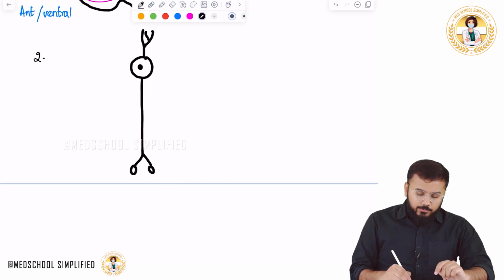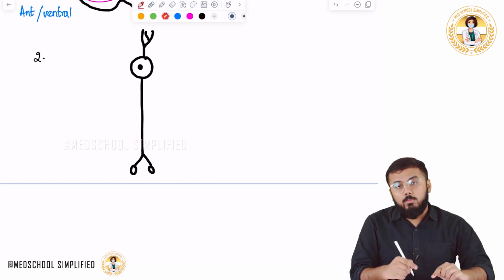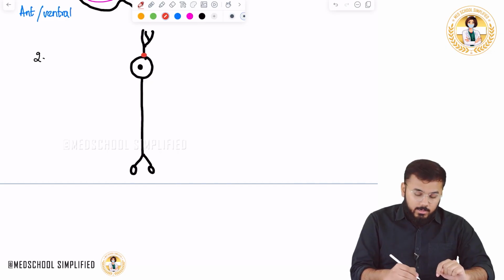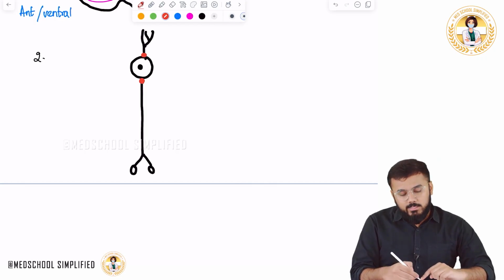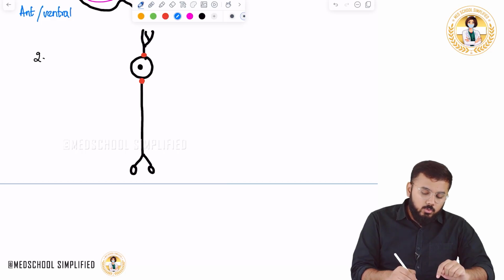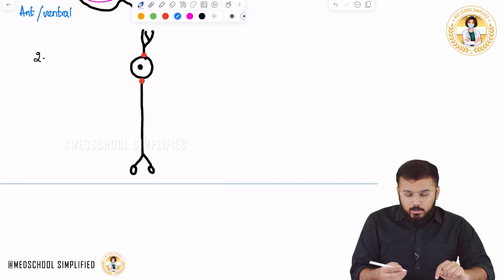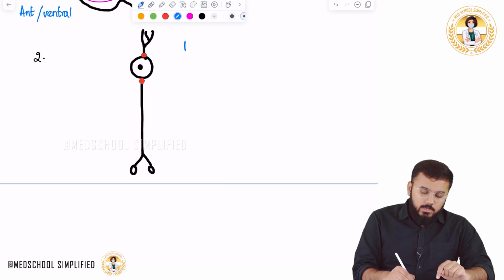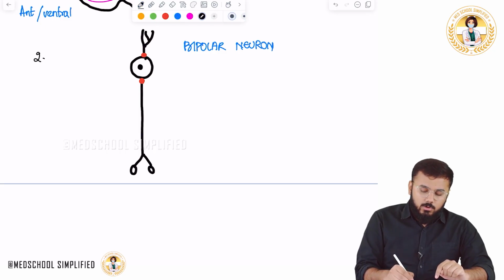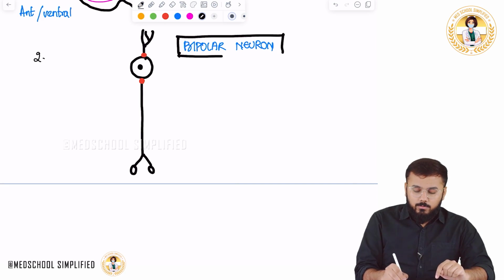Now tell me, what kind of neuron is this? First of all, you have to say how many poles are present. See here we have one pole, right? Here we have another pole. Only from two poles of the cell body, these processes are coming out. So these two together, you call it bipolar. Obviously such a neuron is called a bipolar neuron.